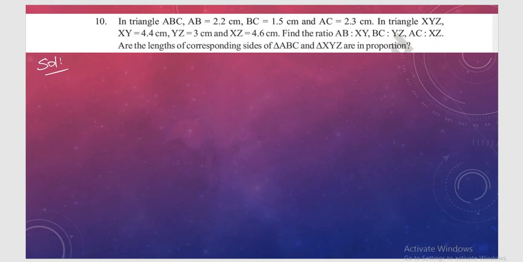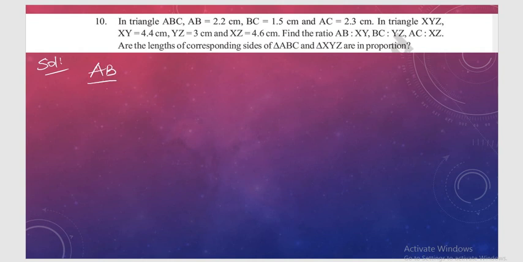So what he has given is that in a triangle ABC, AB is equal to 2.2 centimeters, BC is equal to 1.5 centimeters, and AC is 2.3 centimeters. The same way in triangle XYZ, he has given something, right? So their lengths are given. Now first of all, what is he asking?